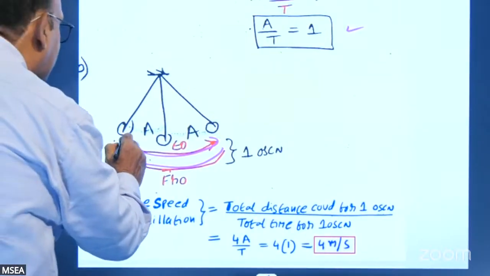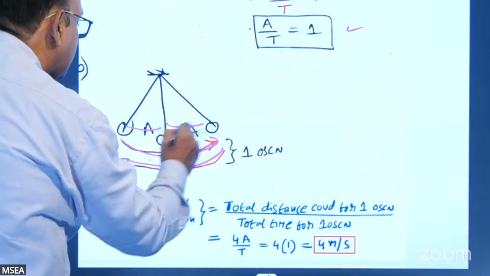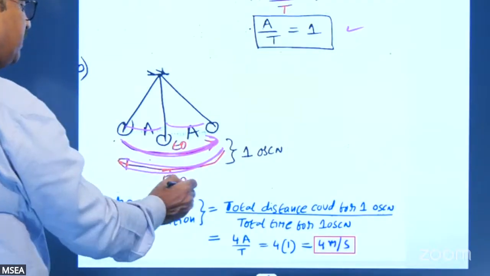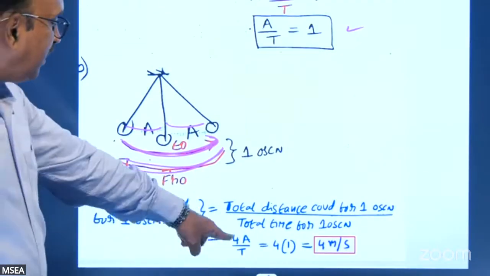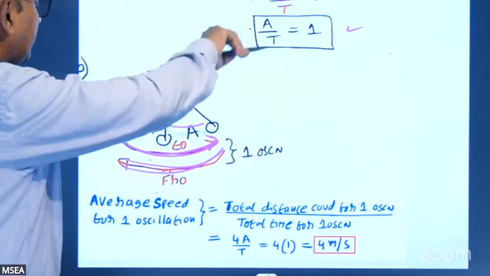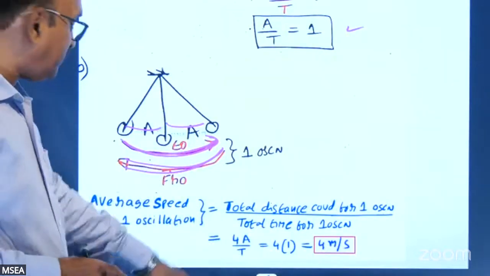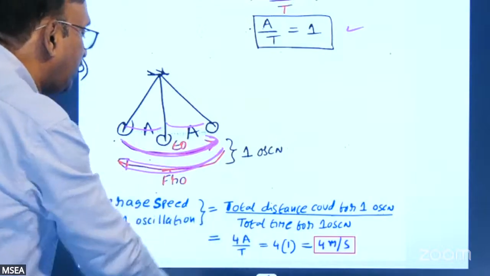What is the actual path covered? All of you know that this is A, this is A. Like this, it will cover 2A, and like this, it will cover 2A. So the total distance covered comes out to be 4A. The time for one oscillation is the time period T. So it comes to be 4A by T.